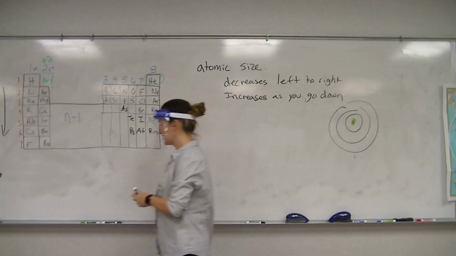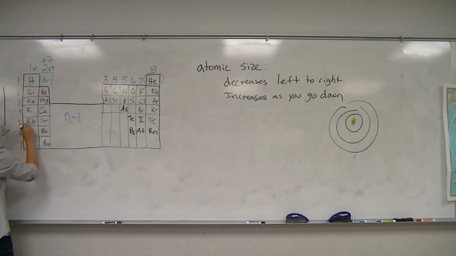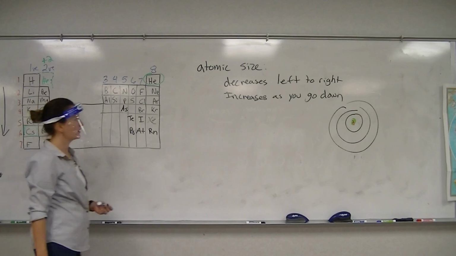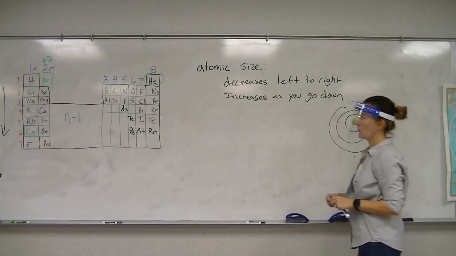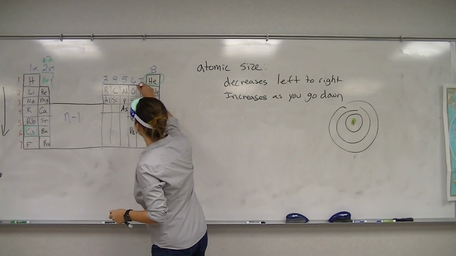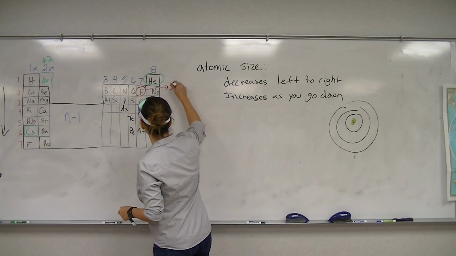We said that cesium was the largest atom on the periodic table. Francium's radioactive, so that's why he's out of the game. But cesium's the largest because of that fact. It has 6 shells. Okay? So which one is the smallest? Well, to figure out the smallest, we apply the other rule, which says we are decreasing as we go from left to right. So fluorine is going to be the smallest.